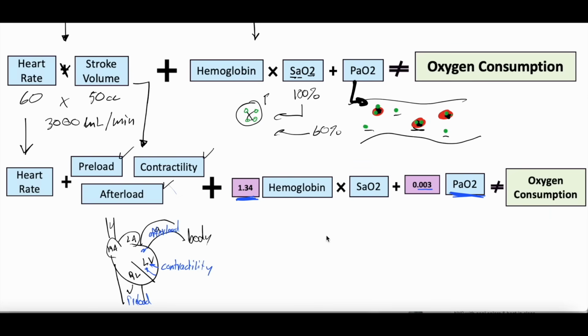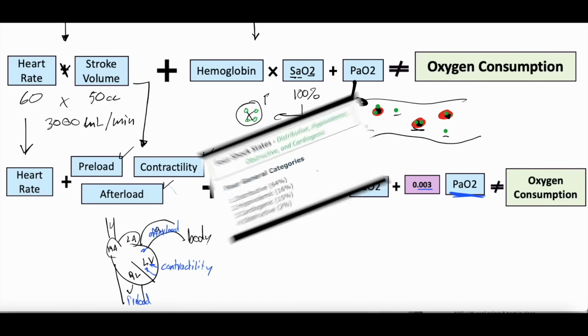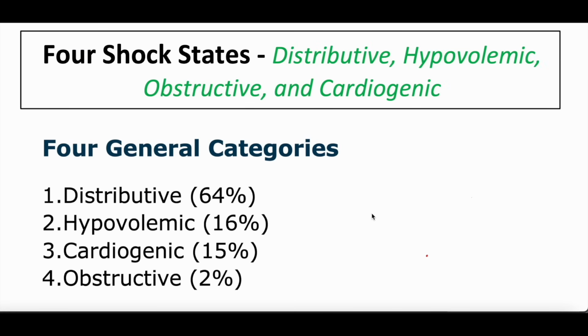But this is the framework we're going to use to understand the 4 shock states, because the problem going on that's leading to shock is going to be related to a part of this equation, and then what we can intervene on to try to fix the shock state is also going to be related to this equation. So the 4 shock states, this might be familiar to some of you, maybe not familiar to others, but shock, as we talked about in that first video, we defined as tissue hypoxia.